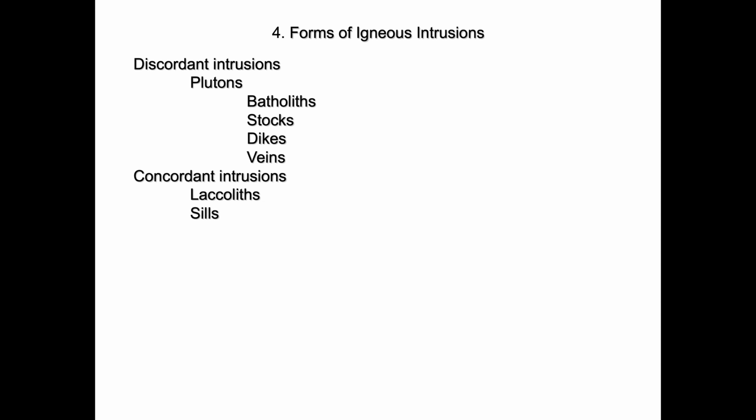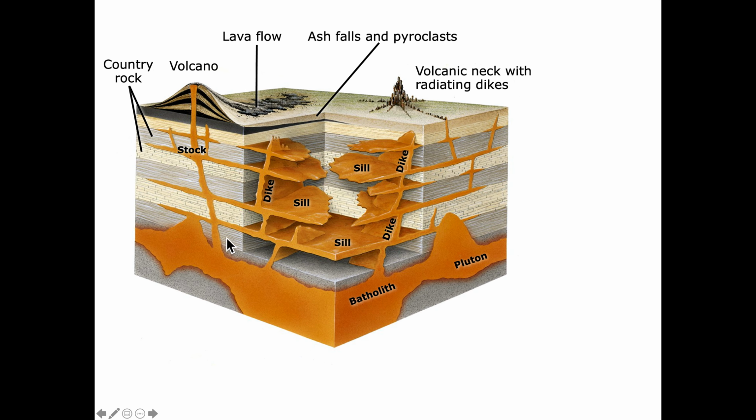Sills are just like they sound. Just like a windowsill, it's a flat surface, a horizontal surface, generally. So here we have a diagram that describes pretty much every major thing that can happen. We have, again, a batholith that may be a gigantic regional feature, a pluton, a smaller but still very large feature. Either of these can feed things like sills.